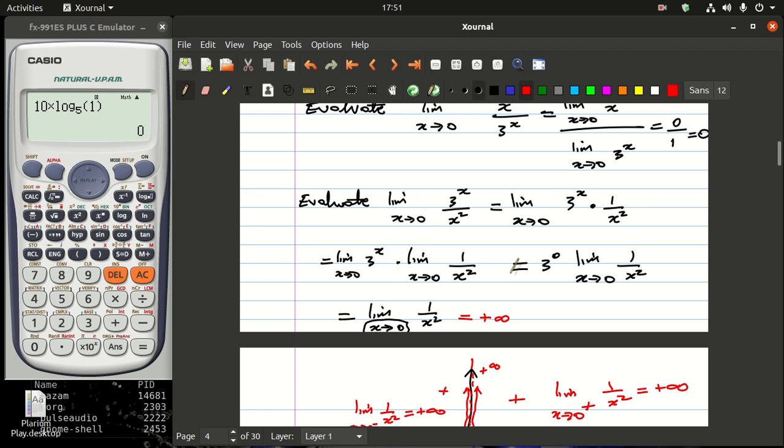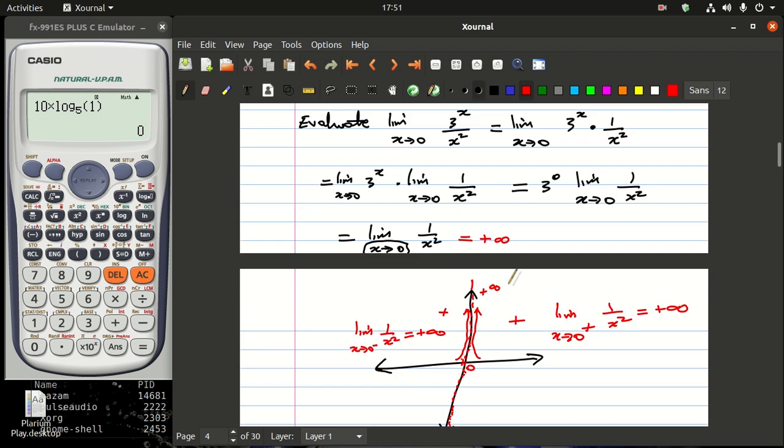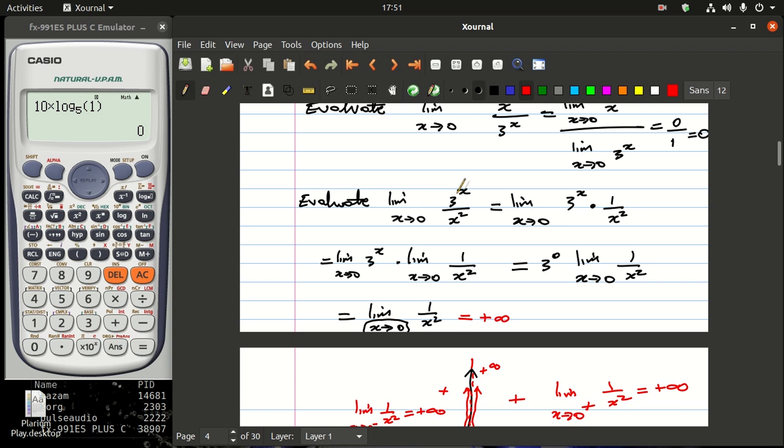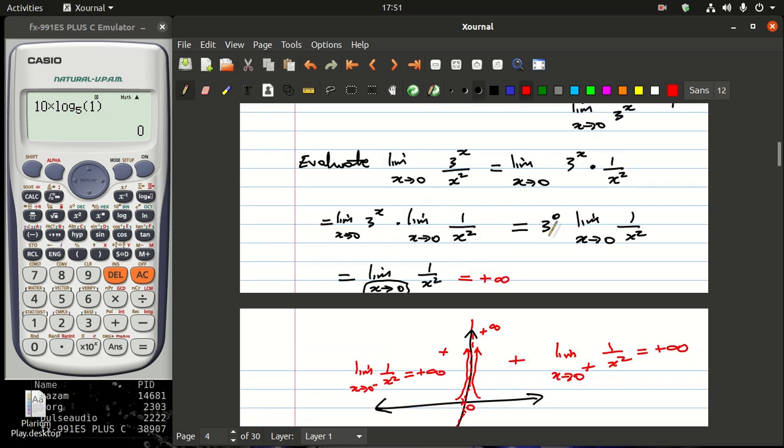Instead of going all this way out, take note that you could have just evaluated this limit from here, because if you're plugging in 0, you will get a number over 0. You know how to deal with that. This is the way. You could have just gone from here to this point without going through these steps.